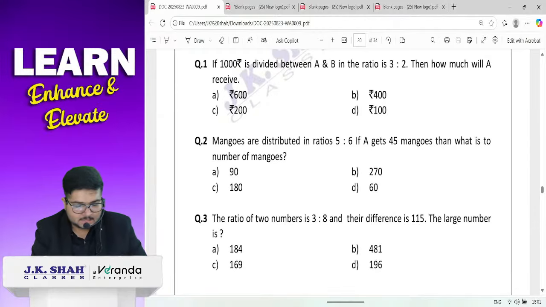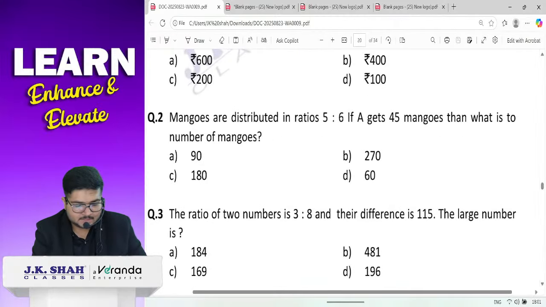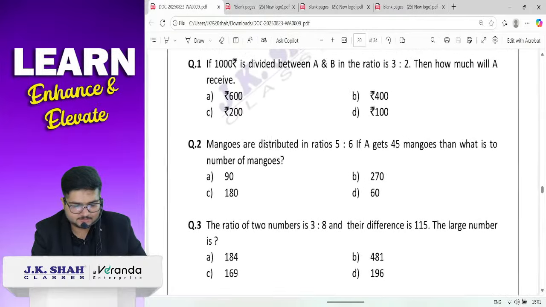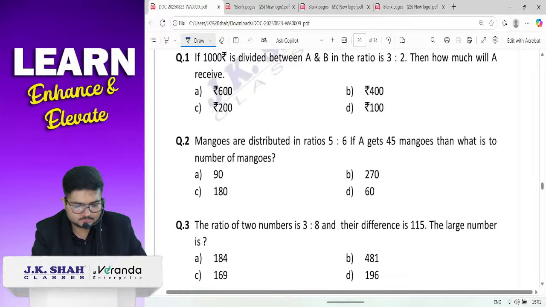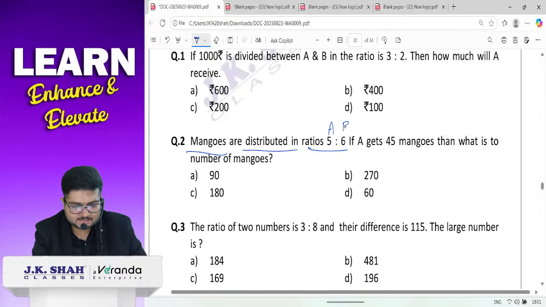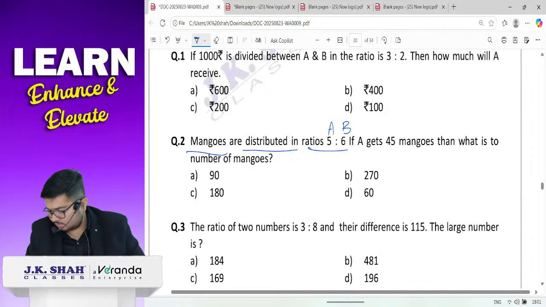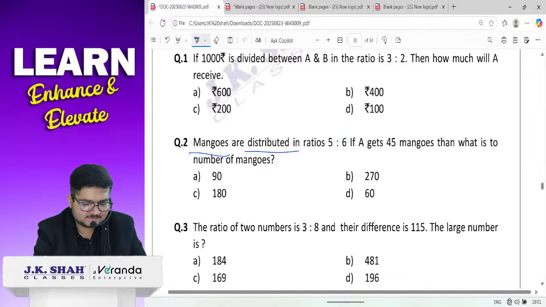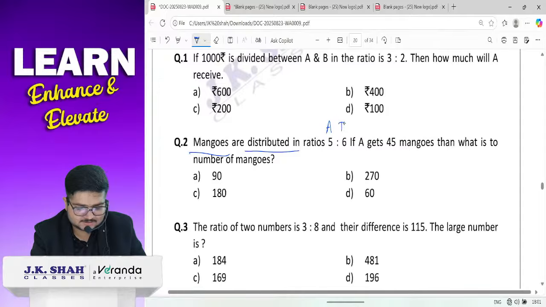Question number 2: mangoes are to be distributed in the ratio 5:6 among A and B, right? From this sentence, what do you understand? We understand that A will get 5 parts, B will get 6 parts. Understood? This is the simple meaning.